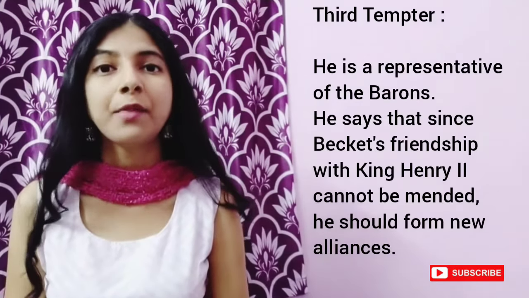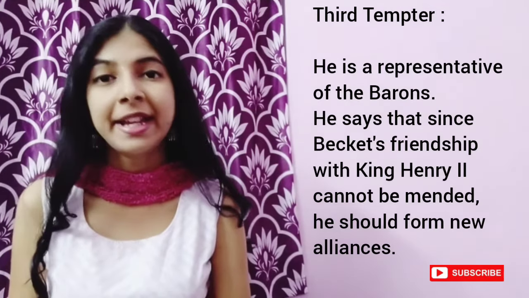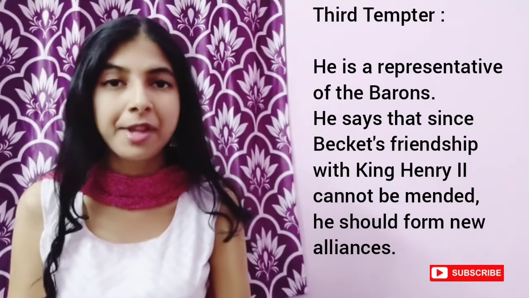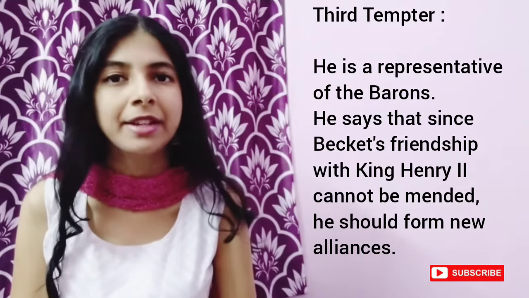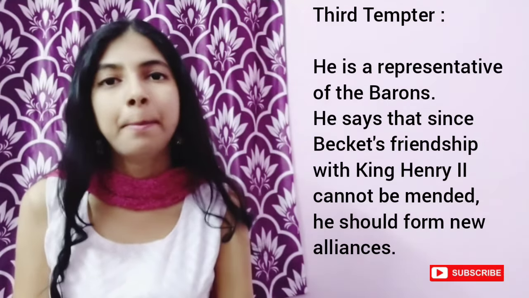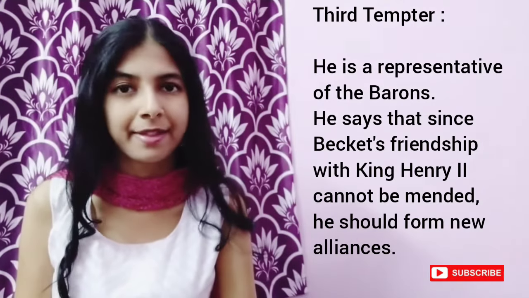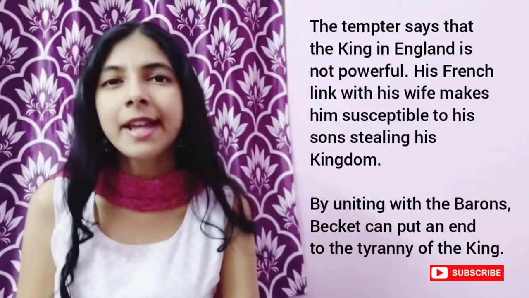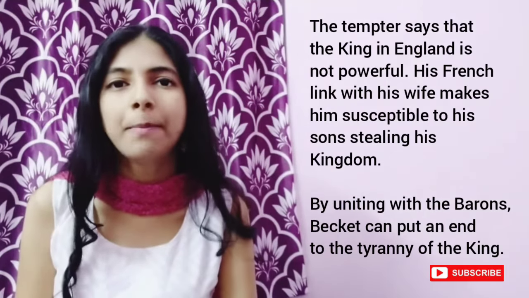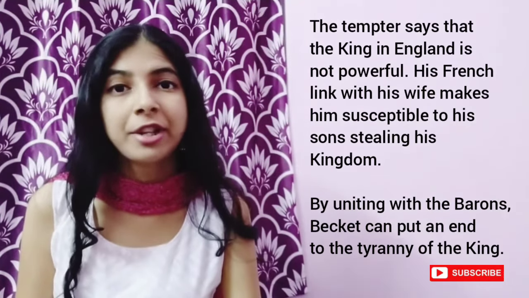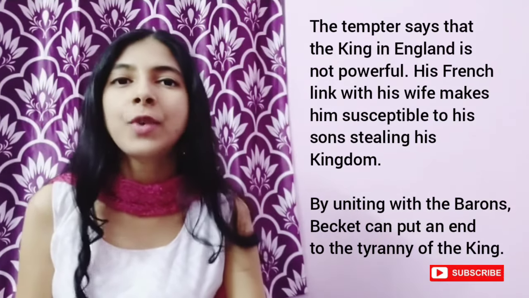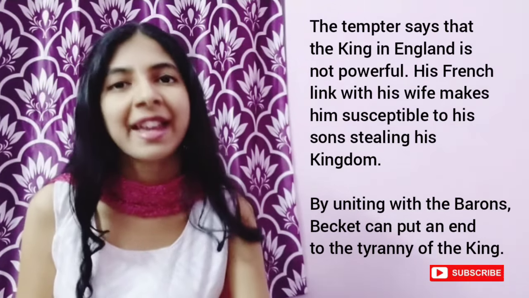The third tempter is the representative of the barons. He tempts Becket by saying that because Becket's friendship with King Henry II cannot be mended, Becket should form new alliances. The third tempter further says that the king in England is not all powerful. His French link with his wife makes him susceptible to his sons stealing his kingdom.